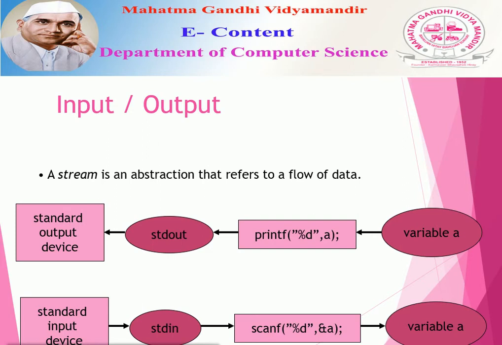A stream is an abstraction that refers to the flow of data. So the standard output device is stdout, printing %d for a variable a. For variable a, scanf %d &a reads from stdin, that is the standard input device. So they are showing how the flow of data happens for standard input and output for the variable, how you can use printf and how we can use scanf.